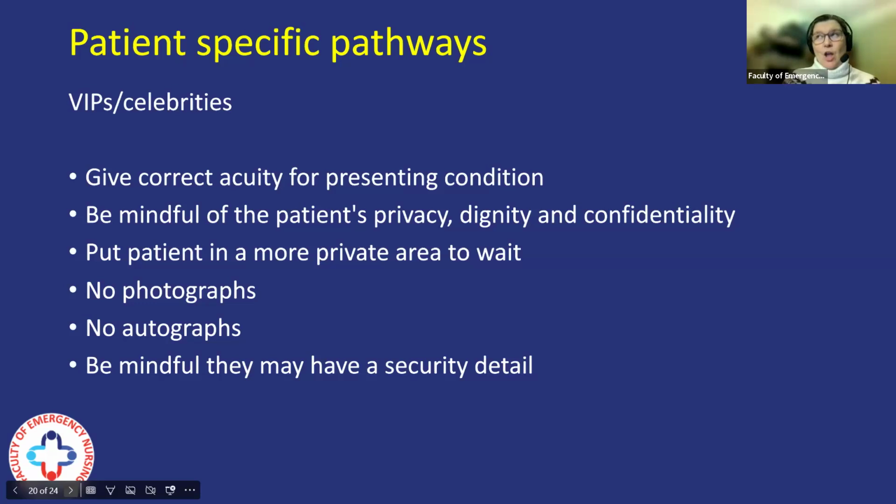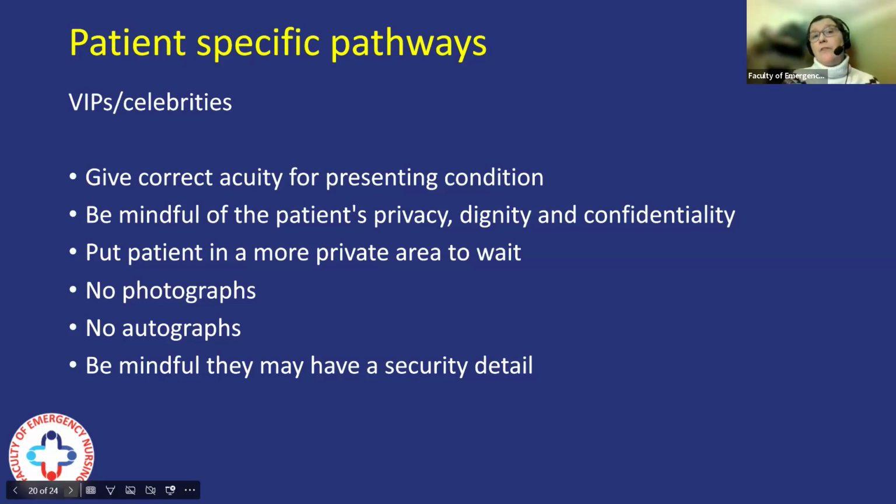But gone are the days when I would have said they can wait in the waiting room like anybody else, because everyone's got a smartphone. They've got it out and they're all sending off the photo to their mate or to the papers. Consequently, VIPs and celebrities are somewhat twitchy about their privacy and their confidentiality, because they're entitled to confidentiality just like anyone else. So you're going to have, again, logistics, a more private area.